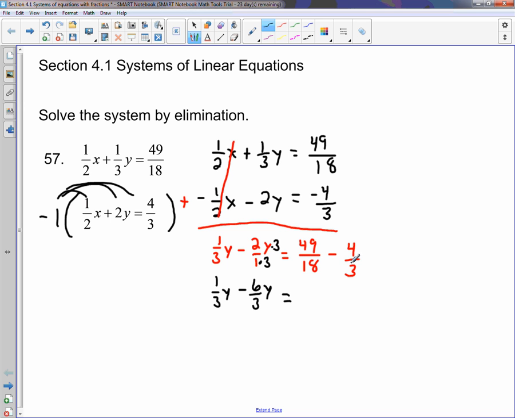Now I find a common denominator for my fractions on the right side. We have a 3 and we have an 18, so my common denominator is 18, so I'm going to multiply by 6 here. And that gives me 49/18 minus 24/18. Okay, so I'm taking my time, breaking it apart, writing out all the common denominators before I start combining any like terms. We're now ready to combine like terms.